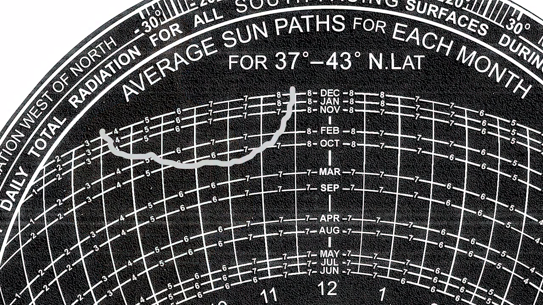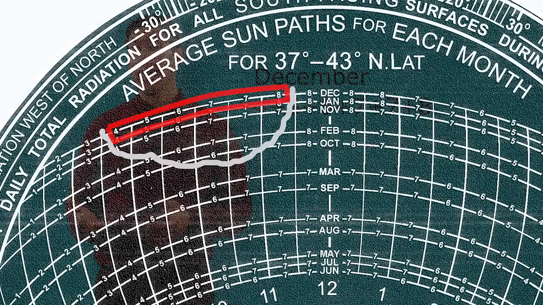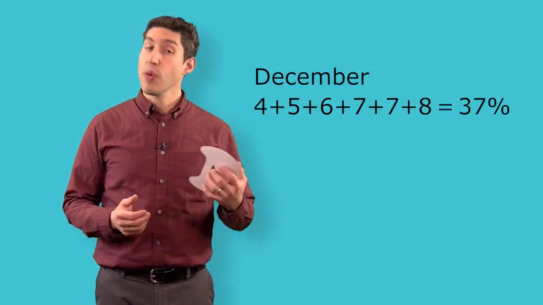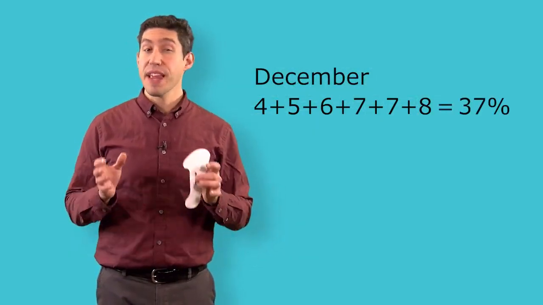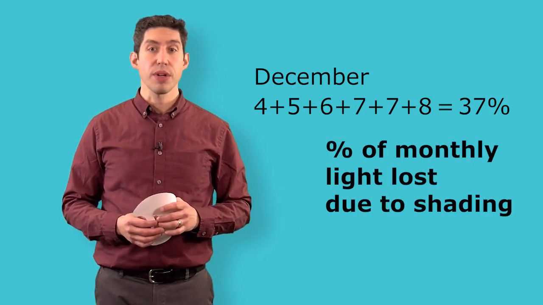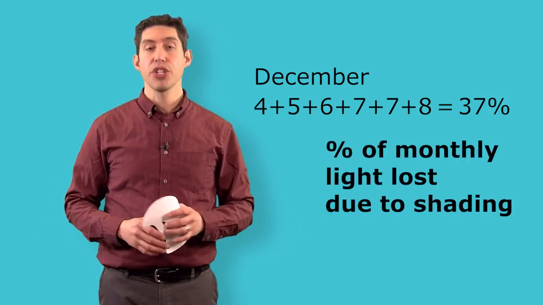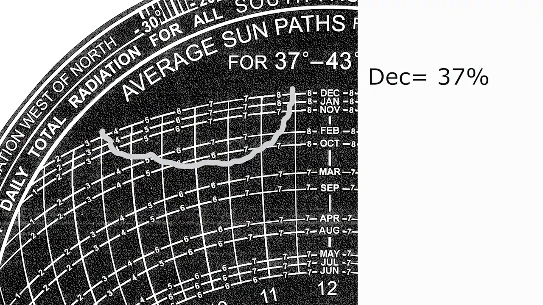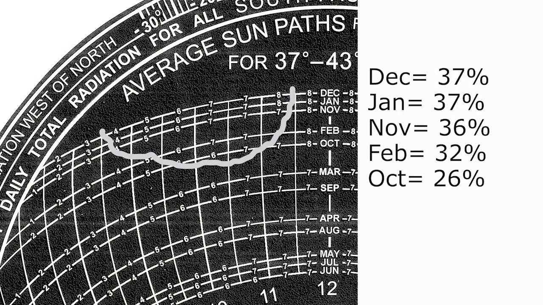In this case, for the month of December, we have 4, 5, 6, 7, 7, 8. That totals 37 or 37%. This means that 37% of the total light in December is lost on this array due to shading. Likewise, we can add up the numbers for January, October, November, and February, giving 37, 26, 36, and 32%.